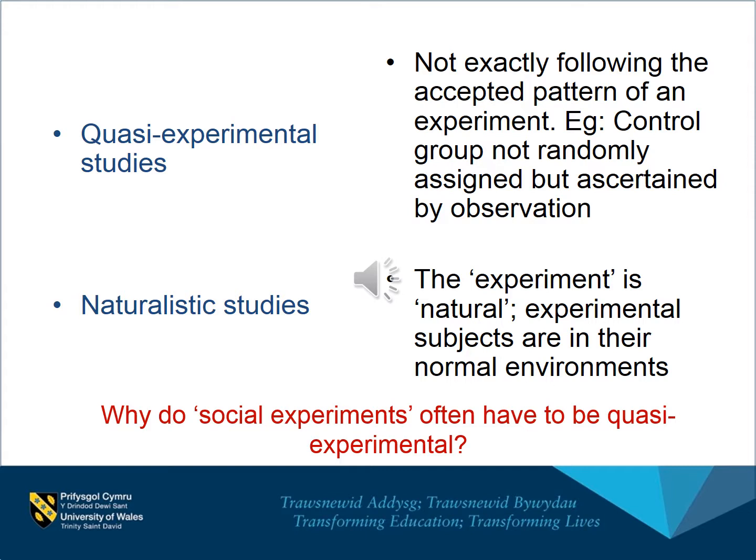Now, although it's not that typical to find experimental designs in the area of social research, it's not impossible, and you can see here that we have terms such as quasi-experimental studies and naturalistic studies, where there is a sort of an experimental design, but it's not following the typical pattern in a precise way. It mirrors what is actually, as it were, in the field or in the work situation or whatever.